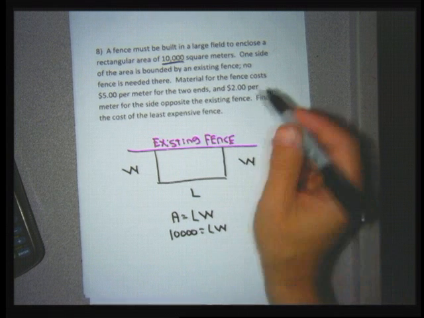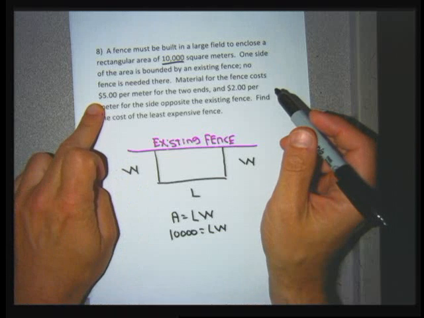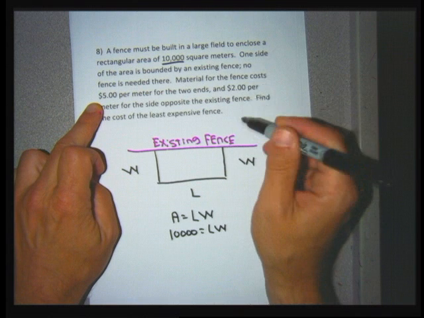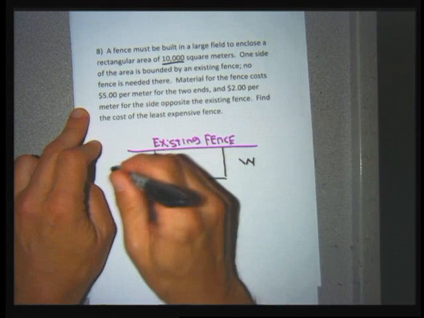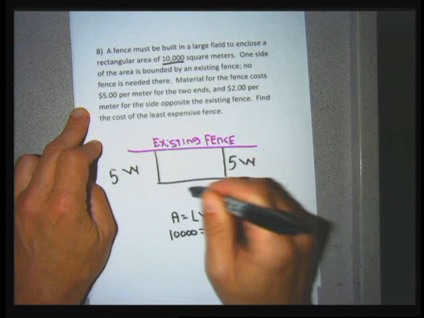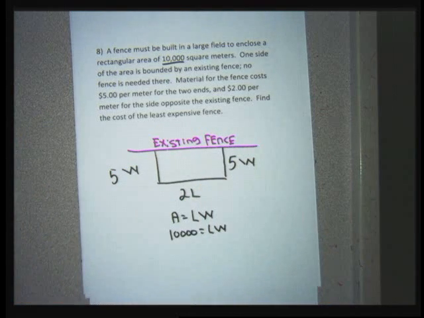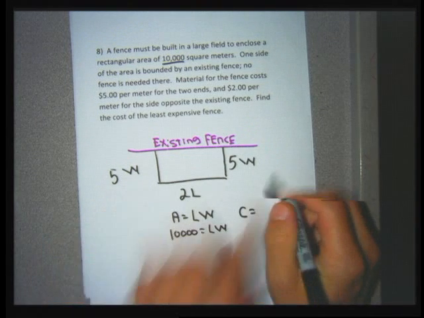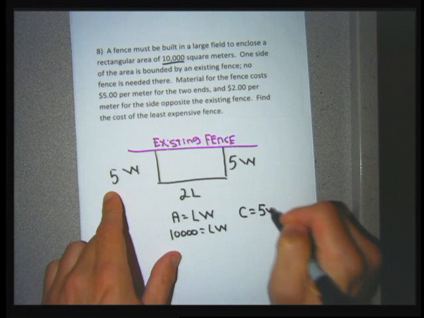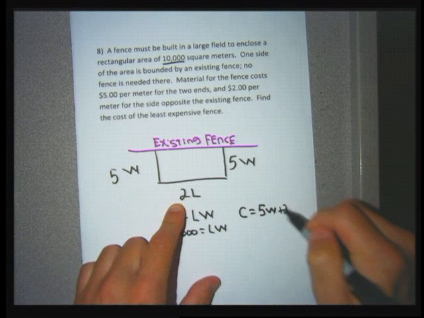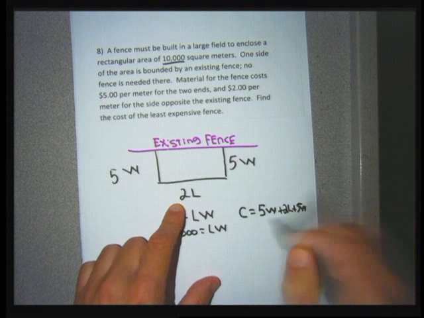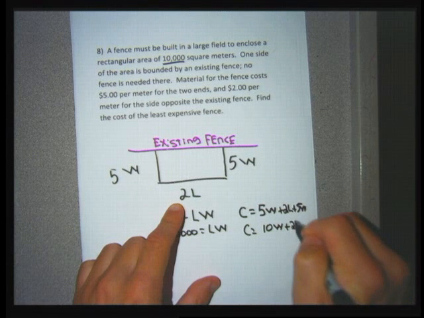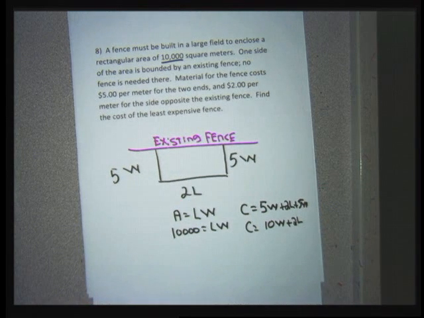As I read through, it says material for the fence costs $5 per meter for the 2 ends and $2 for the part across the existing fence. So this side is going to be 5, this side is going to be 5, this side is going to be 2. I didn't carry the decimals, they weren't necessary. So the cost, which I'll write as C, is going to be the cost of the 3 sides that I'm building, which is a 5W plus a 2L plus a 5W. So my cost is going to be 10W plus 2L. That's everything I need in terms of a sketch.